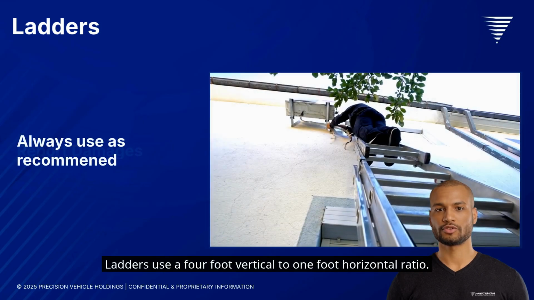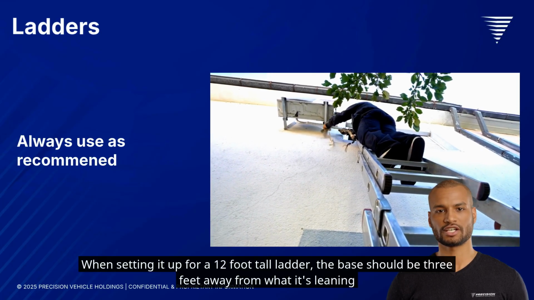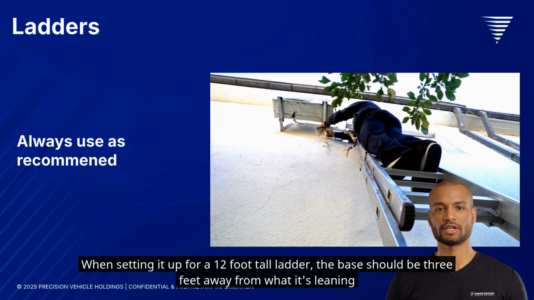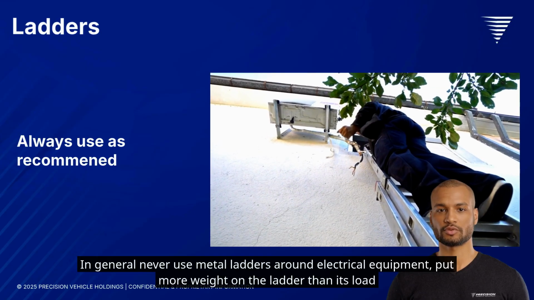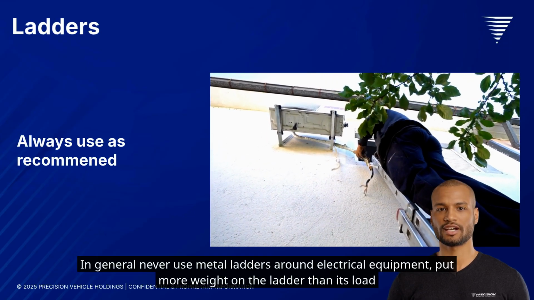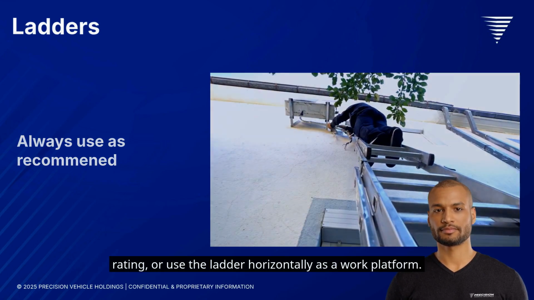Ladders use a 4-foot vertical to 1-foot horizontal ratio. When setting it up for a 12-foot tall ladder, the base should be 3 feet away from what it's leaning against. In general, never use metal ladders around electrical equipment. Never put more weight on the ladder than its load rating, or use the ladder horizontally as a work platform.